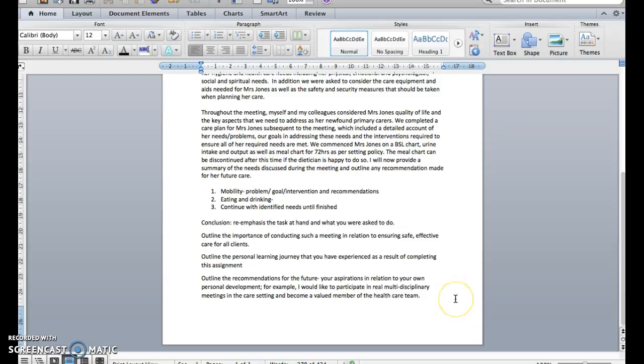Again, when you're outlining the recommendations for the future, you can include recommendations for Mrs. Jones. And again, you've probably mentioned these in your points you'll discuss, such as mobility: problem, goal, intervention, and recommendations. Well, the intervention and recommendations are going to be very similar there. But if you have anything else for Mrs. Jones that you think would be a recommendation, personally, stick that in there. Also, you can include your own aspirations in relation to your own personal development. For example, I would like to participate in a real multidisciplinary meeting in the care setting and become a valued member of the healthcare team.